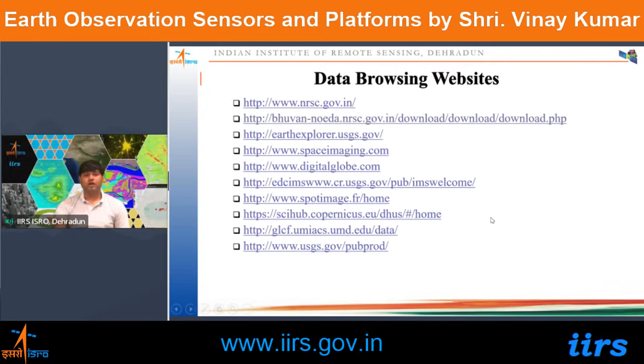These are a few of the data browsing websites, from where we can browse satellite data. nrsc.gov.in is for Indian remote sensing satellite purchase and all. You can browse and place orders. Bhuvan has some openly accessible data sets, where you can openly access the data. Earth Explorer is for other satellites, like Landsat series satellite data, which you can get from this. So these are various websites where you can browse satellite data sets.